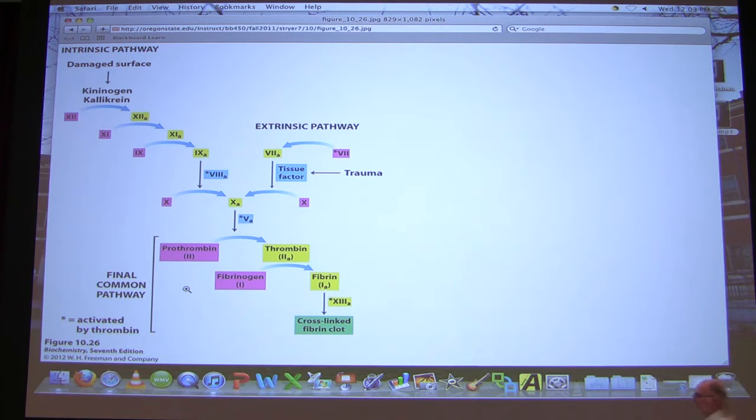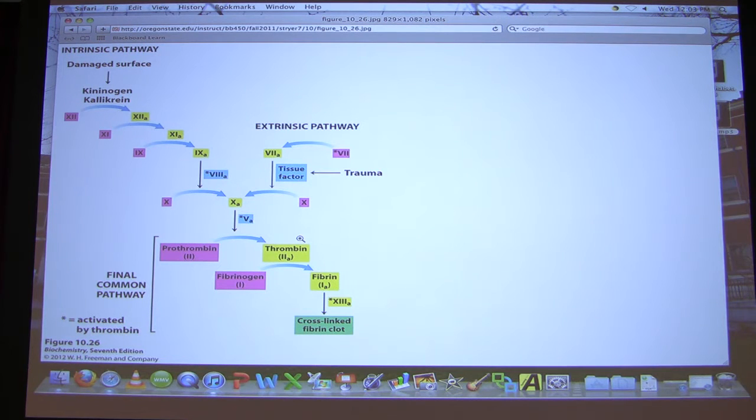Just like, as I said before, if the body has a way of turning a system on, it's also got to have a way of turning a system off. If it makes blood clots, it's got to be able to dissolve those blood clots as well. And we'll talk about both of those. Okay. So like I said, I'm not going to go through this pathway in detail, and no, I'm not going to ask you to regurgitate this pathway to me.